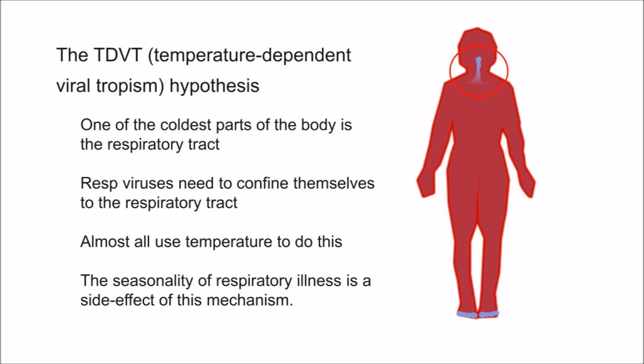So we have the idea that it helps the virus if it can confine itself to the upper parts of the respiratory tract. And it seems that almost all of them use temperature to do this. And the reason I say that is that they all have this slightly mysterious seasonality. And I believe that the seasonality of respiratory illness is a side effect of this mechanism, which is really designed just to allow the virus to transmit itself without making the host too sick. Now, you'll see that another cold part of the body is the toes, and I'm going to come to that later on.